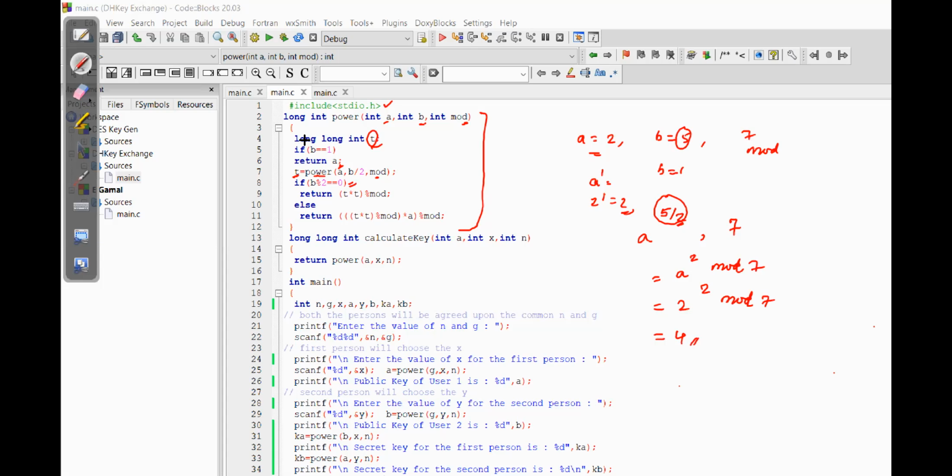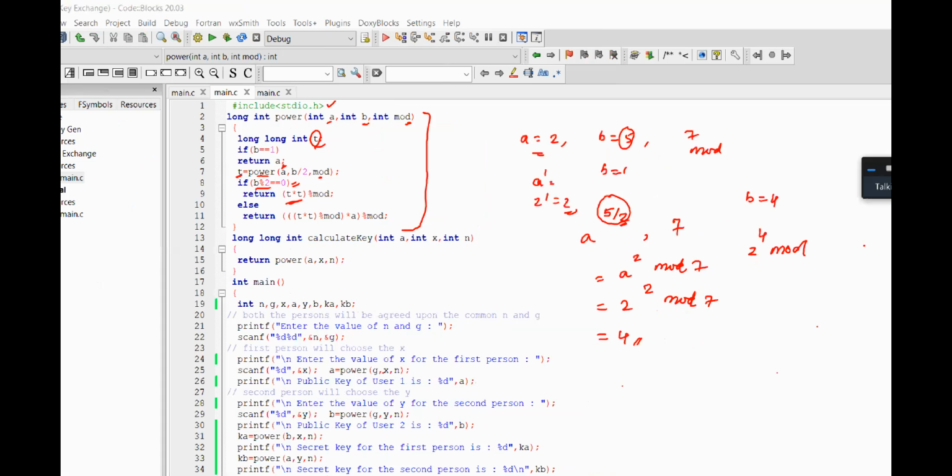If b modulus 2, the remainder, is equal to 0, then directly I can multiply the t value with t value. Suppose my b value is equal to 4. In that case, how will this work? It is 2 power 4 mod 7. 2 power 4, what do I get? 16. 16 mod 7 is 2, right?